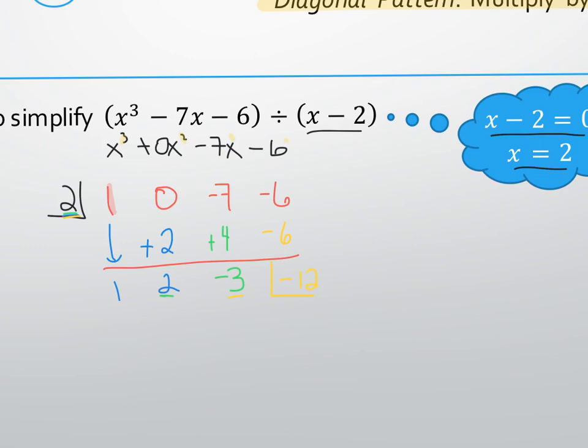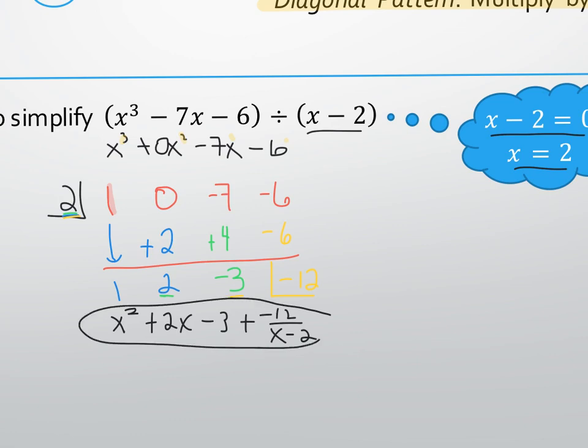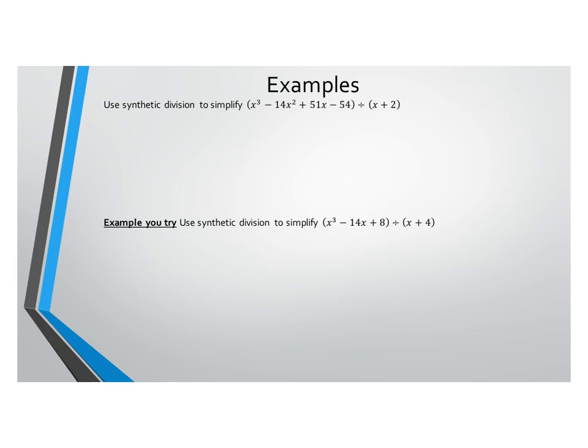Recall what we did last time. If I take an x cubed and divide by an x to the first, my new coefficients go down by a power. So this is actually x squared plus 2x minus 3, and then plus our remainder, negative 12, over what we divided by, x minus 2. And this is your final answer. And that's it.